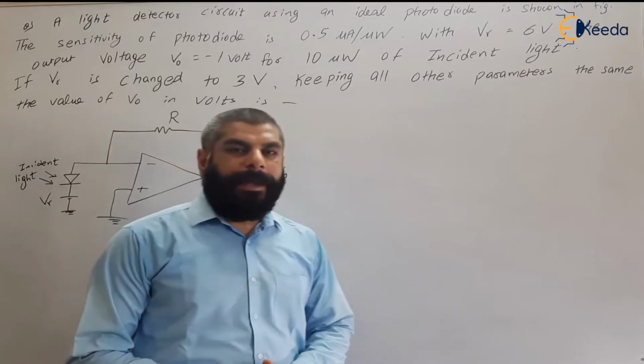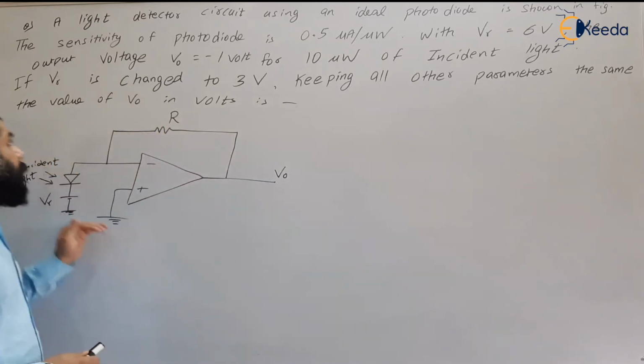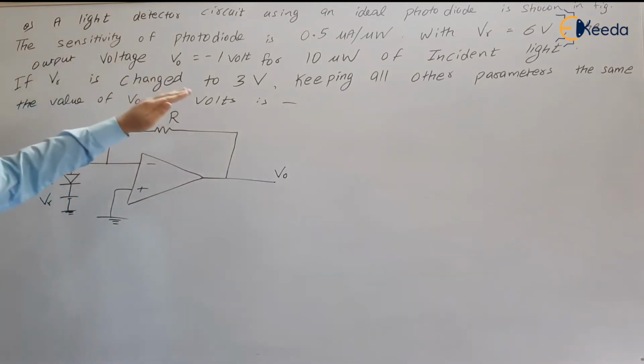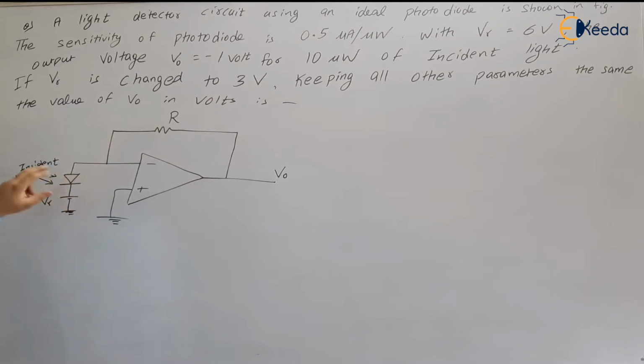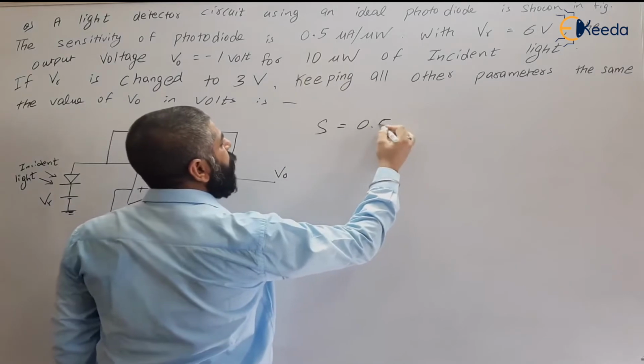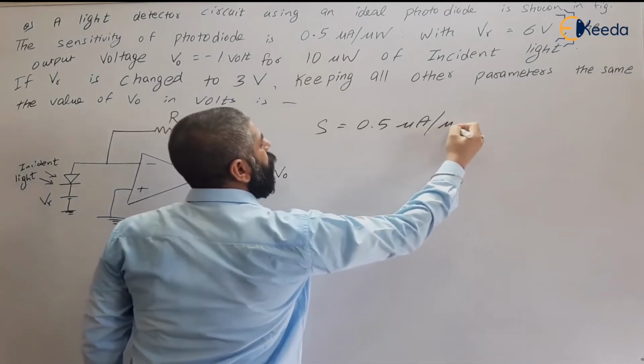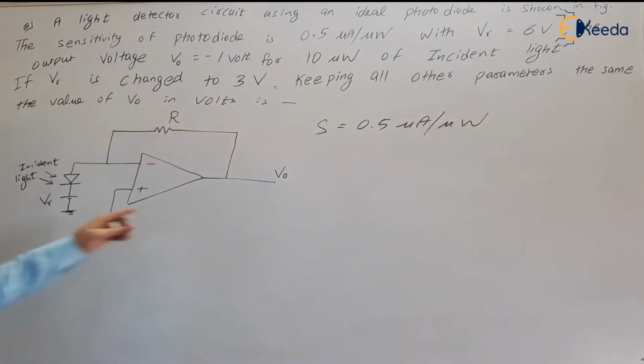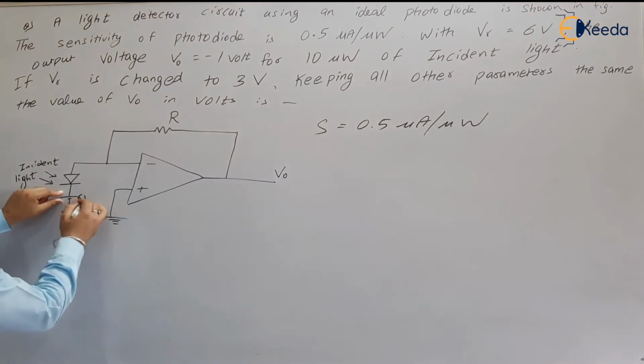So I have written a numerical. The question is a light detector circuit using an ideal photodiode. This is the diagram given, and this is the photodiode. The sensitivity of the photodiode is given as 0.5 microampere per microwatt. And this voltage given is 6 volt.